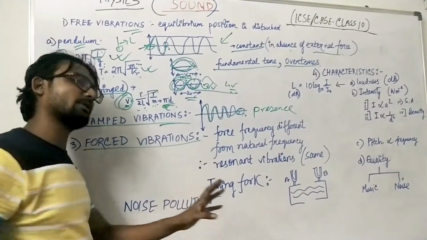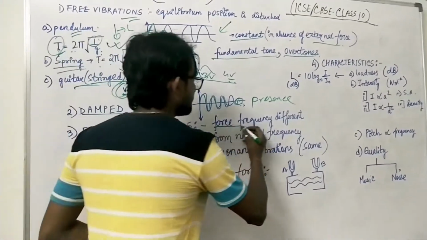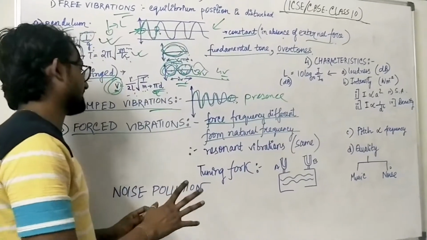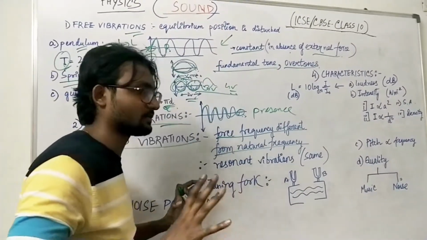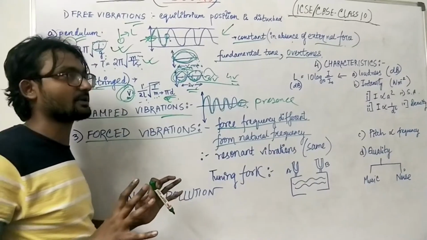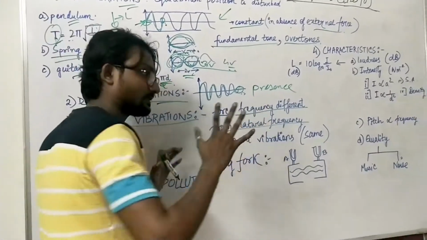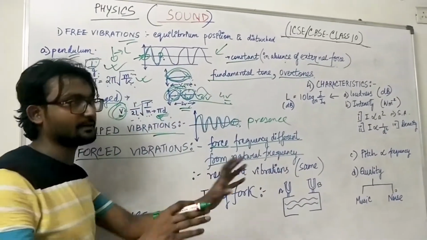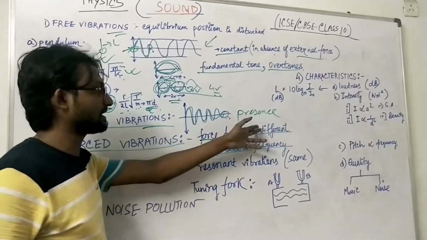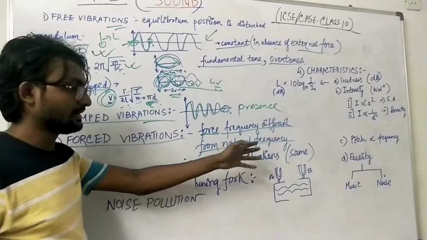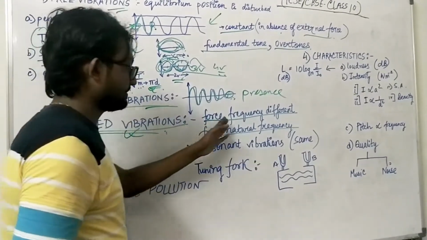Then forced vibration. A body is in equilibrium, but I apply an external force so that it will move. So the forced frequency is different from the natural frequency. Suppose a big rock is over there and I am not able to move it. I have to apply a particular frequency, a particular force, in order to move that thing. When the frequency of the force I am applying and the natural frequency of the object are different, it will cause forced vibration. So this is forced vibration.